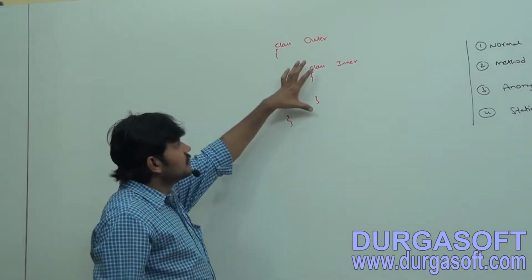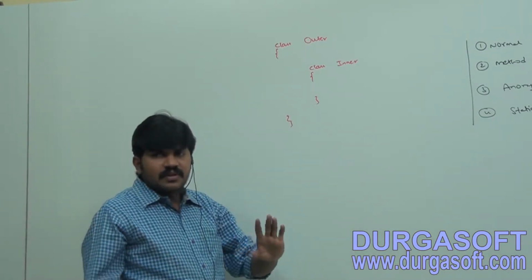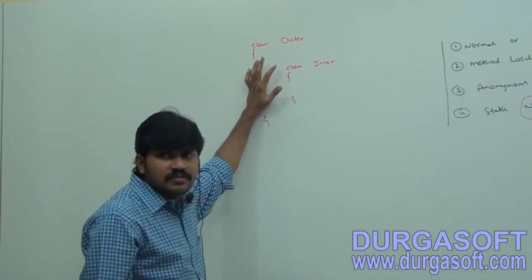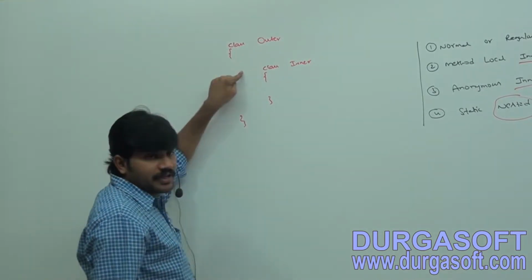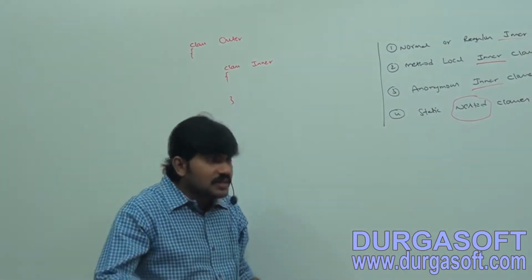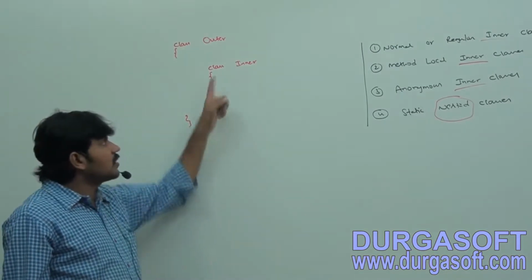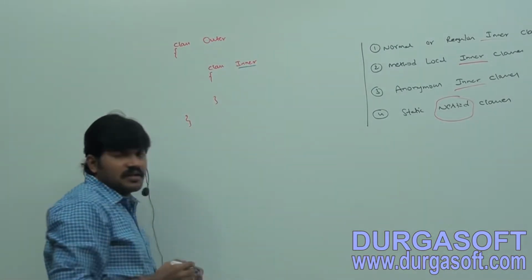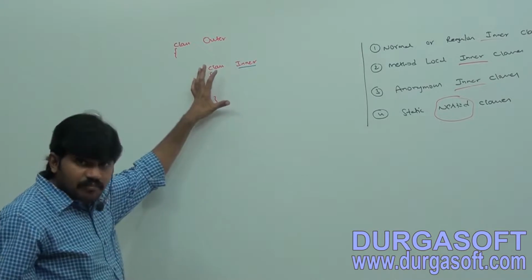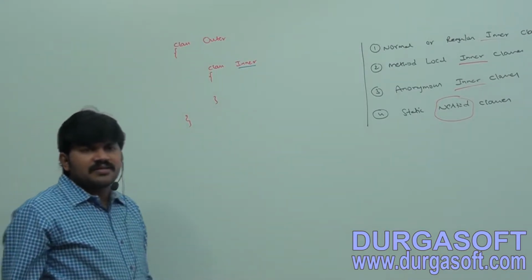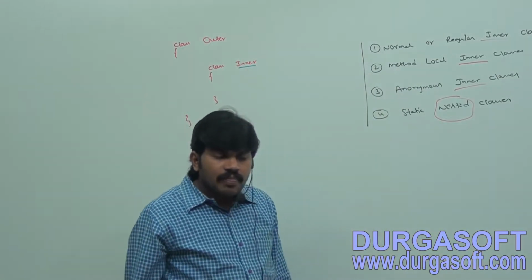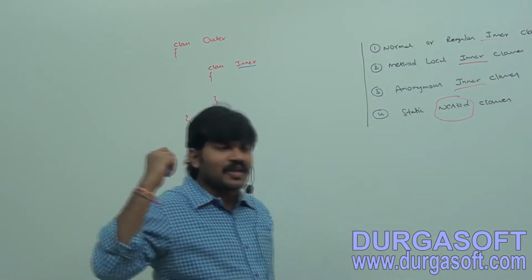Just observe. What is a normal or regular inner class? Is it a static nested class or not? No, because an inner class with a static modifier is a static nested class, but I am not using static, that's why it is not static nested. Is it an anonymous inner class? No, because this inner class has a name. Is it a method local inner class? No, because I am not declaring it inside a method. If an inner class is not static nested, not anonymous, and not method local, what remains? Normal or regular inner class.